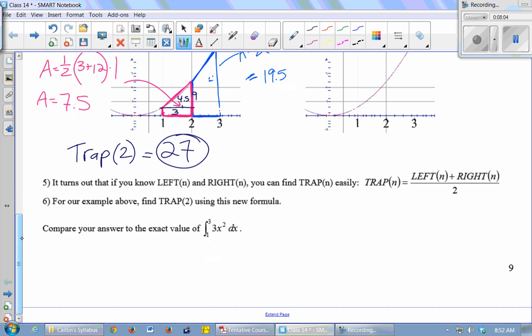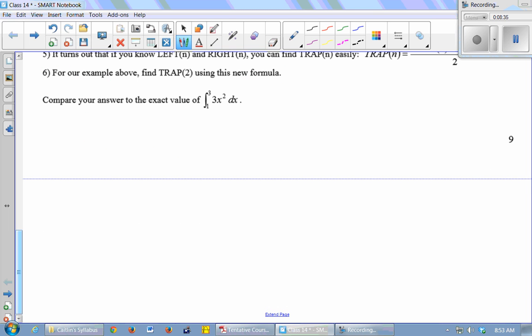All right, so it turns out that if you know left n and right n, you can find trap n easily where you don't have to actually draw the trapezoids. So trap turns out to be the average of the left and the right. So many people hypothesized when we first learned left, right, and mid that mid was the average of left and right. Turns out that trapezoids are the average of the left and the right. So let's find trap 2 using our easier formula.